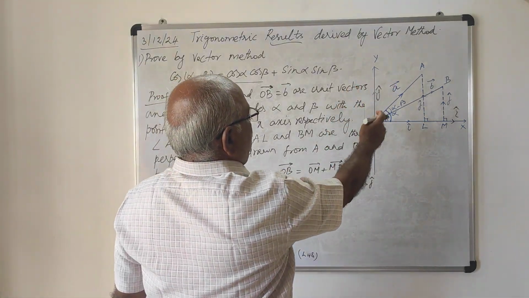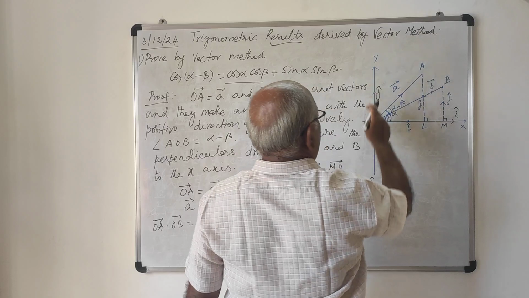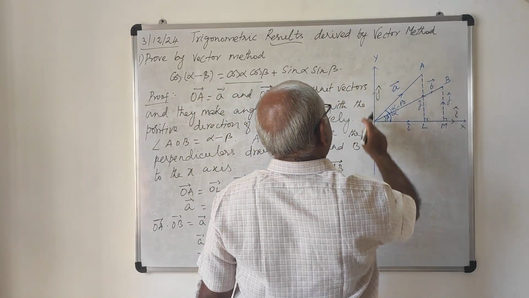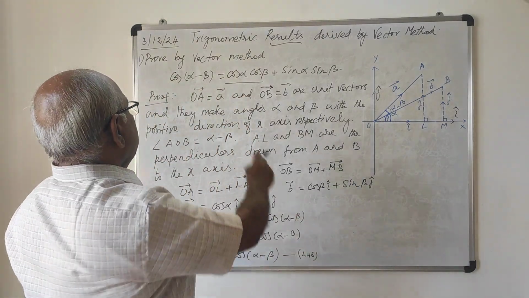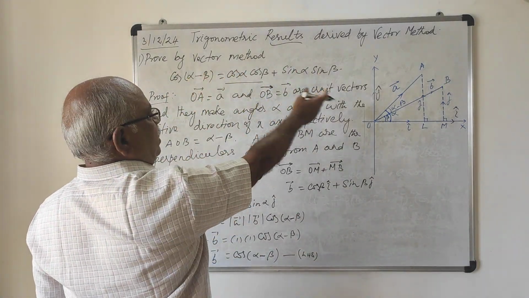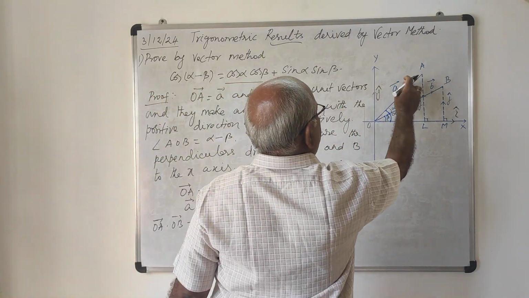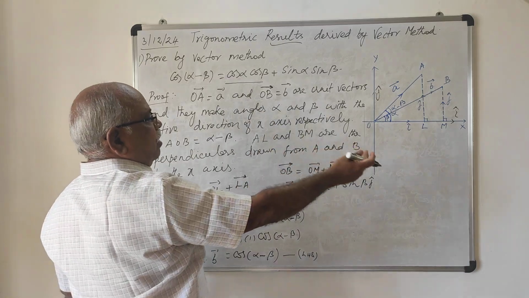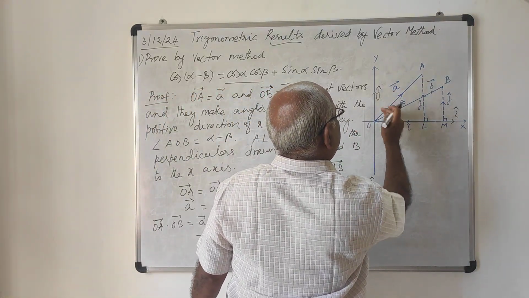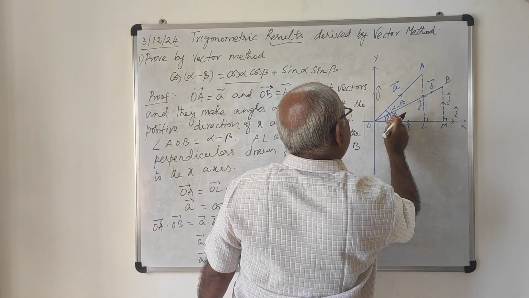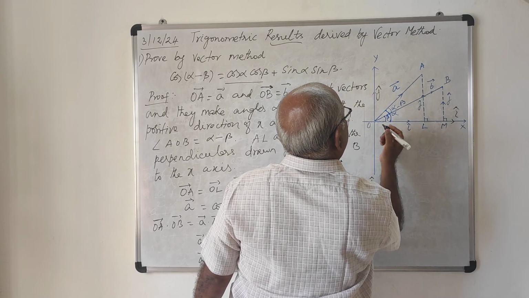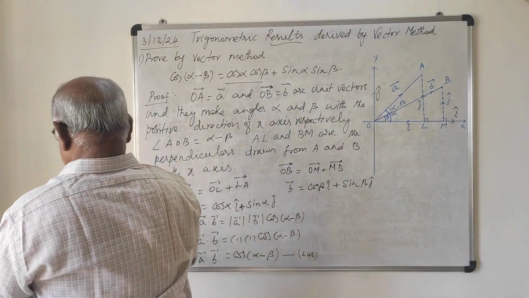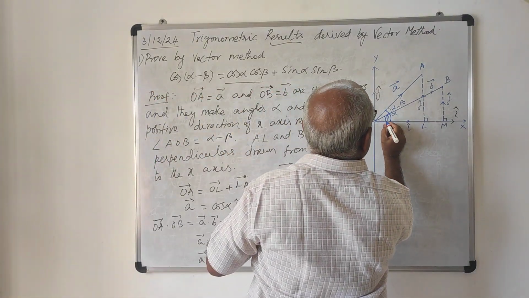For this, consider this diagram. O is the origin, OX and OY are the coordinate axes, the I vector is the unit vector acting along the x-axis, and the J vector is the unit vector acting along the y-axis. As in the previous case of cos(alpha plus beta), here OA is vector A and OB is vector B, which are unit vectors. OA makes angle alpha with the x-axis, and OB makes angle beta with the positive direction of the x-axis.